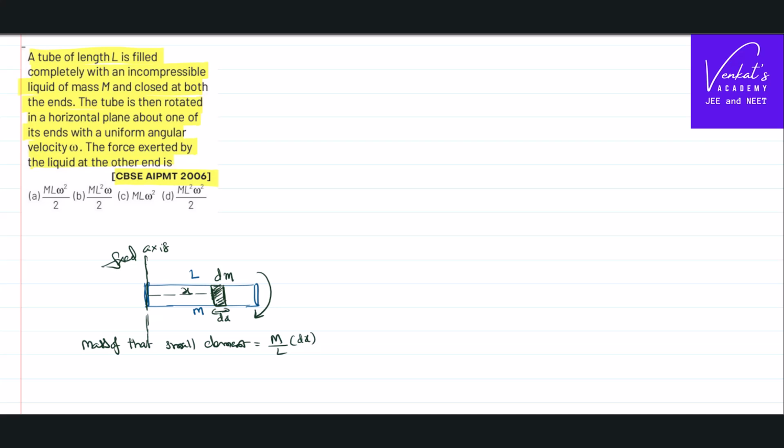Then, being in rotational motion, this small element experiences a centripetal force dF equal to dm x omega square. Because the mass we are considering is small, the respective force also will be small. How much is that? dm we have already calculated: total mass by total length into dx, and x omega square.